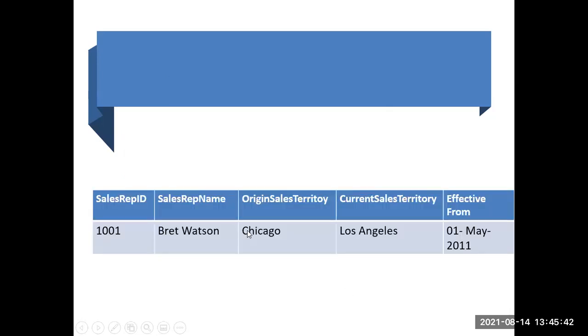Now he was working for Chicago and Los Angeles. Now after some time he will go for Denmark again. So what will happen? It is very difficult. Chicago, Los Angeles, and Denmark. I have to just erase Los Angeles and provide this for Denmark. So what happens? All the history is lost. So it will not get stored here.